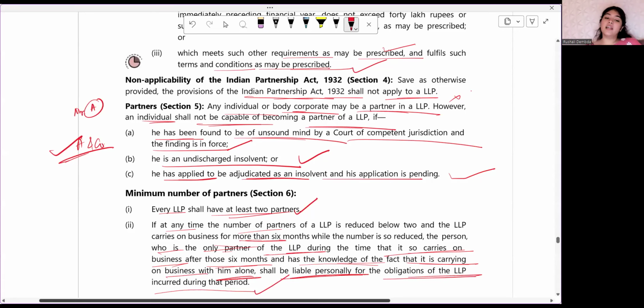Now, if there are two partners in an LLP and one of the partners decides to retire, then how many partners will be left? Only one. And if that one partner is aware that for the next 6 months also, I am only going to be the partner, then that partner will be entirely personally liable for all the acts of LLP. If LLP has to pay 10 crore to people, this person has to bring the money from his home. There he will be personally liable.